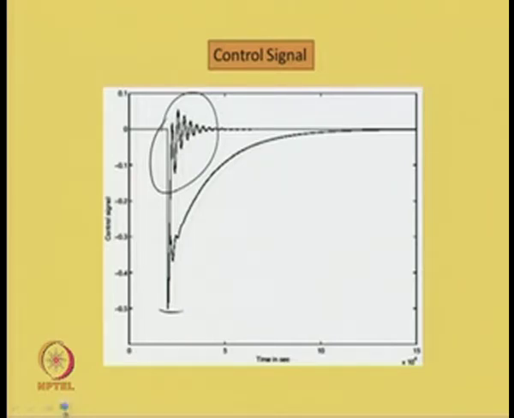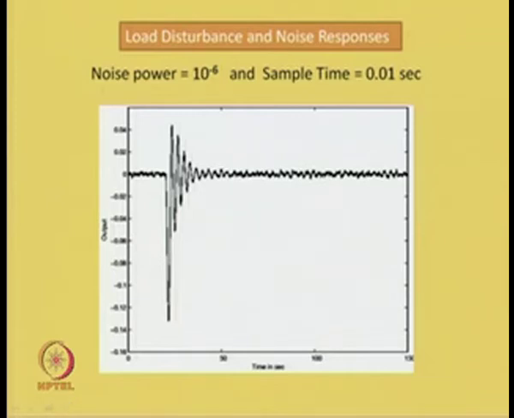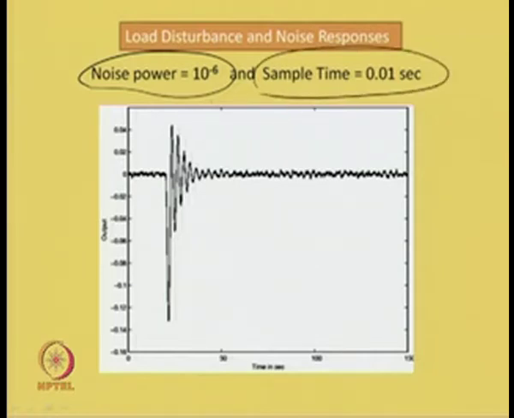Now, let us investigate the effects of measurement noise on the system. So, when a noise with power 10 to the power minus 6 and a sampling time of 0.01 second is used, then the load disturbance response and the noise responses can be obtained of this form. You see, we have got quite satisfactory load disturbance and noise responses compared to the earlier case.